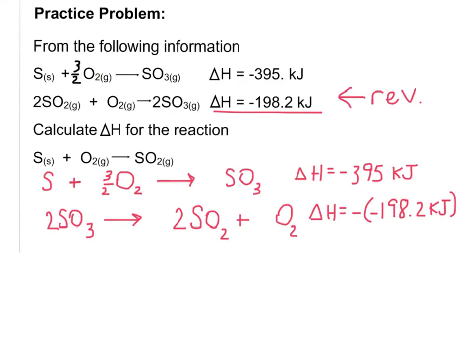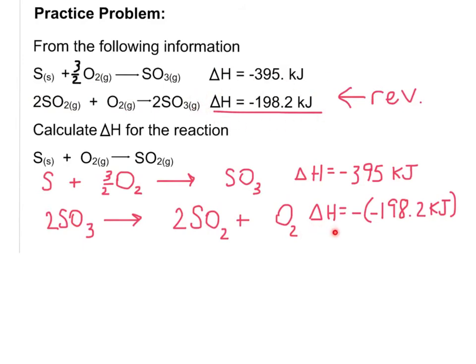Okay, I wrote those reactions down for us. Here's simply the first reaction, I just rewrote. The second reaction I wrote in reverse. I took 2 sulfur trioxides going to 2 sulfur dioxides and oxygen. That's what I wrote there. So I had to reverse the change in enthalpy for it.